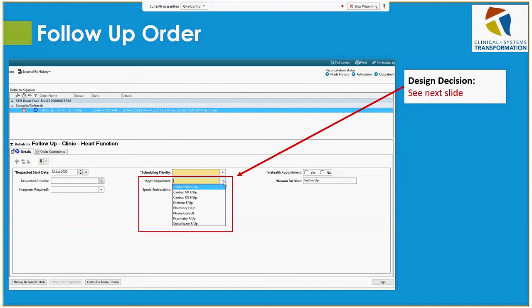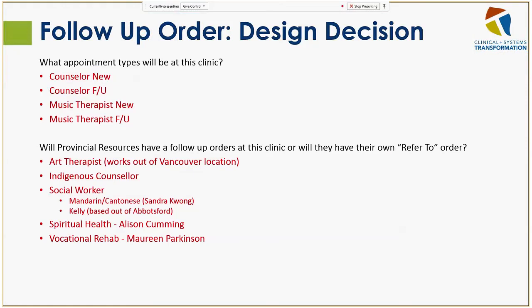Now, currently, if you are going to create a follow-up order, so you've seen the patient and you decided that the patient needs to be seen again, you would put an appointment request in for a follow-up order. These are a lot of different follow-up orders for other clinicians at the heart function clinic. What we still need to decide is what appointment types will be used at this clinic.